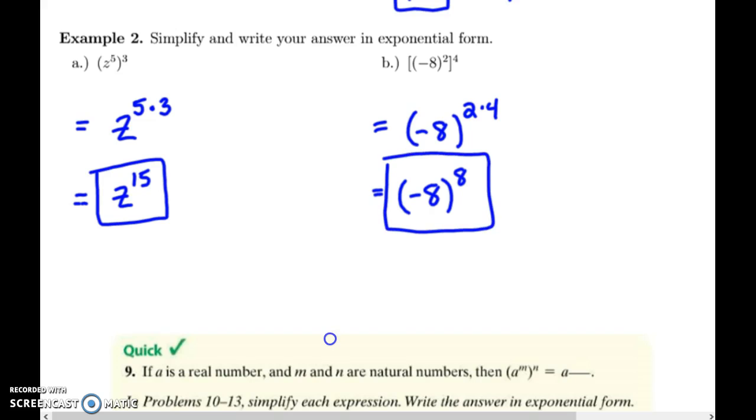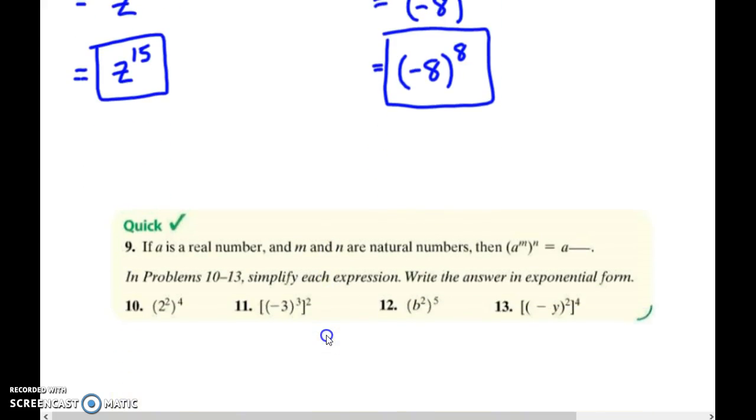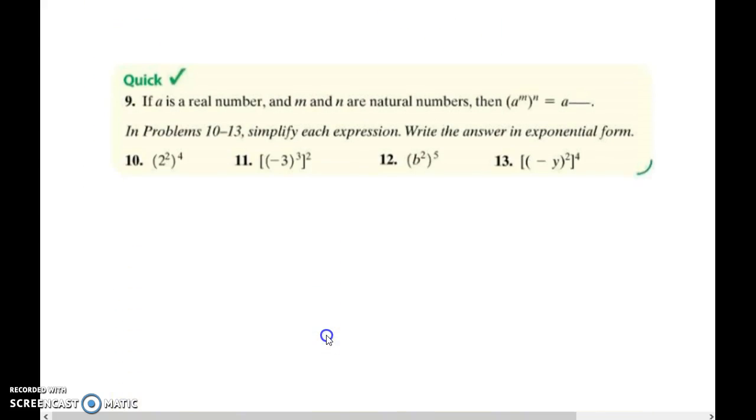Okay, so let's try the quick check. Again, if you're short on time, just try the odd ones. So pause the video and give these a shot.